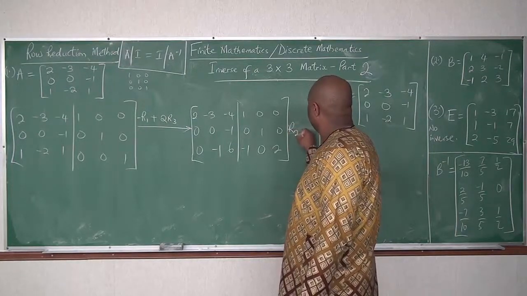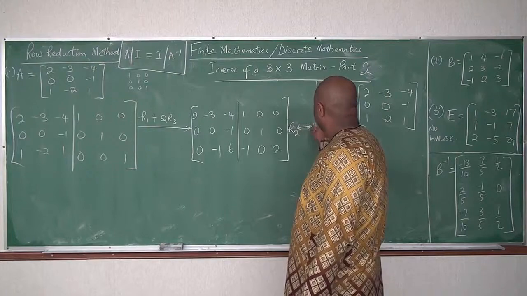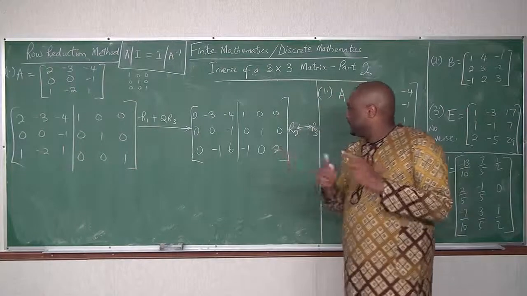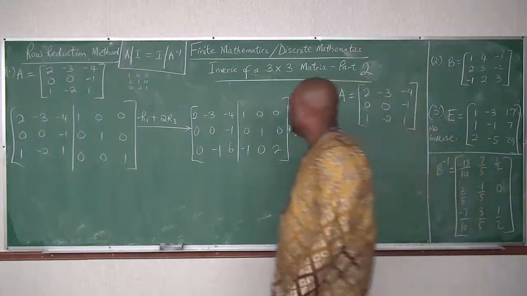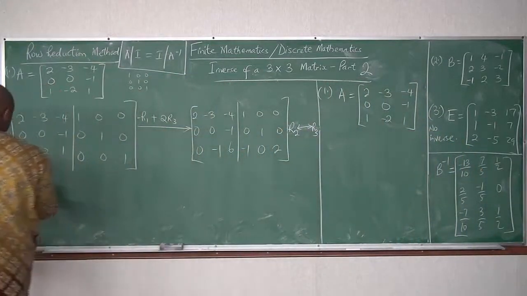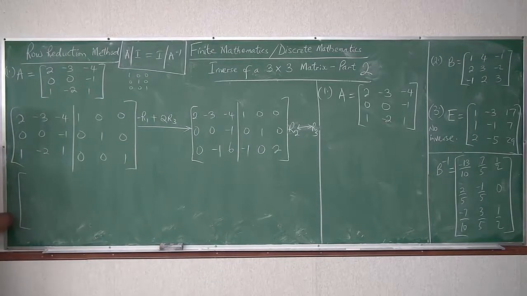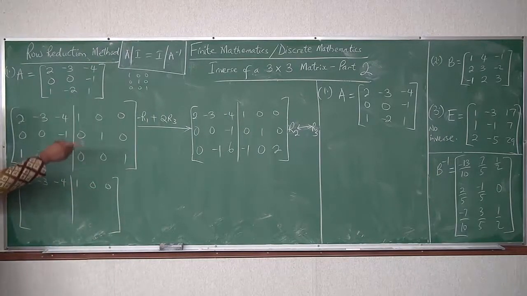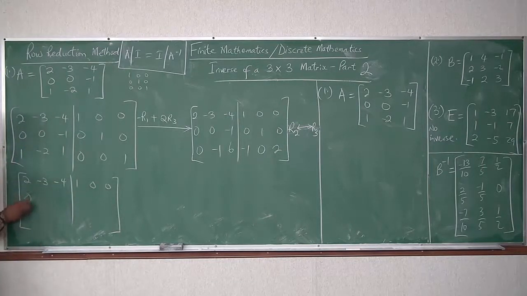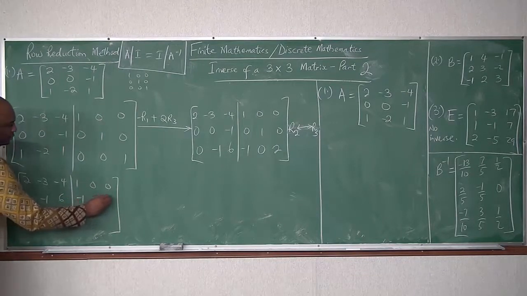R2 interchange to R3. It is a double-sided arrow. And when we do that, what do we have? We have 2, negative 3, negative 4, 1, 0, 0. Then R2 becomes R3, R3 becomes R2. So this is 0, negative 1, 6, negative 1, 0, 2.